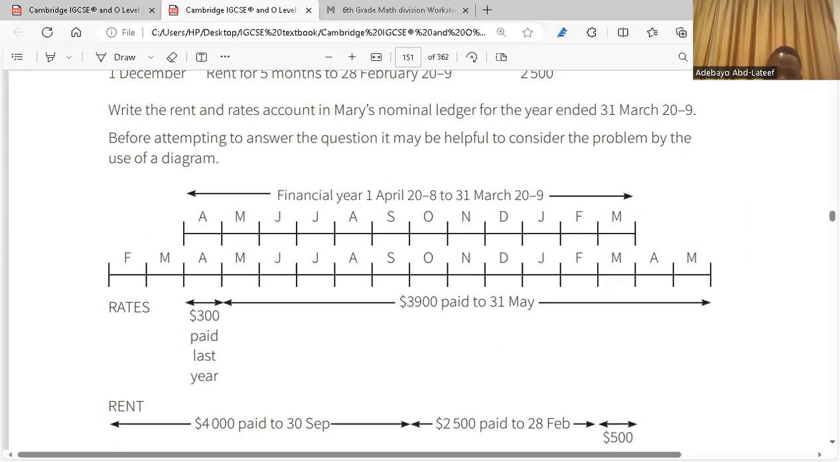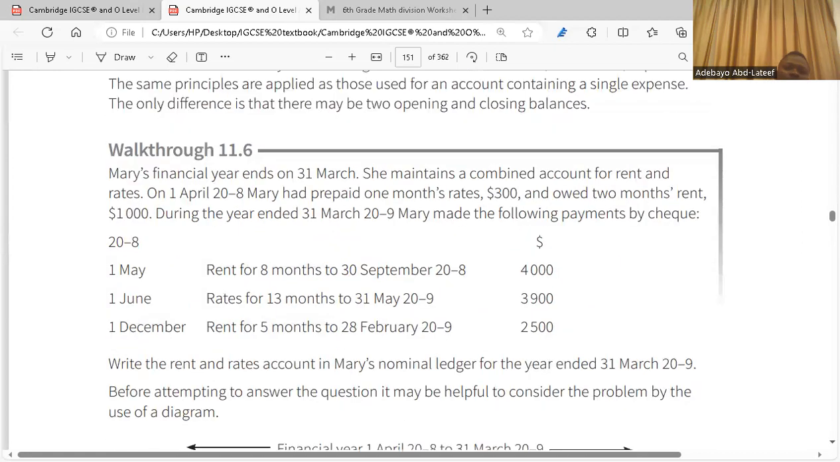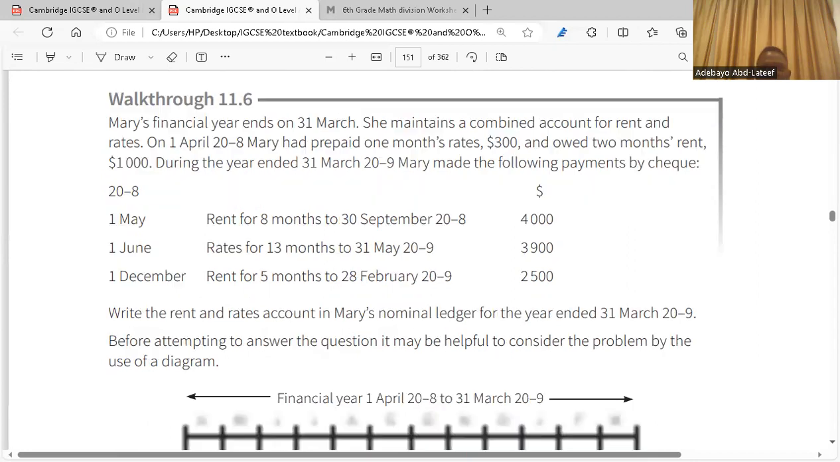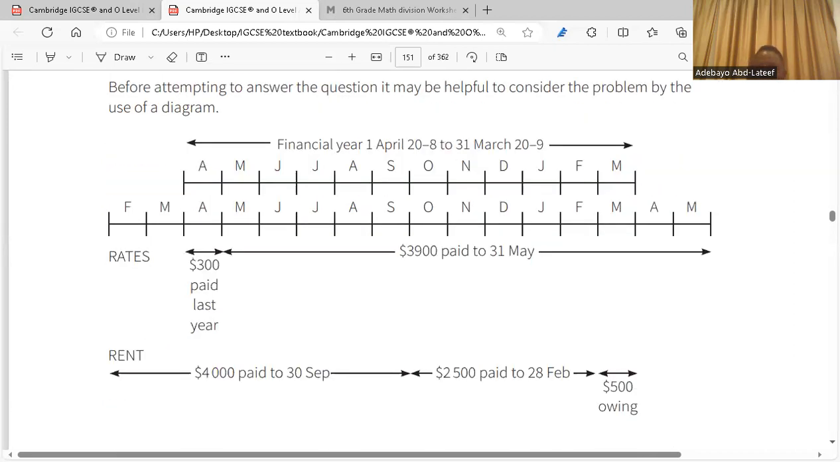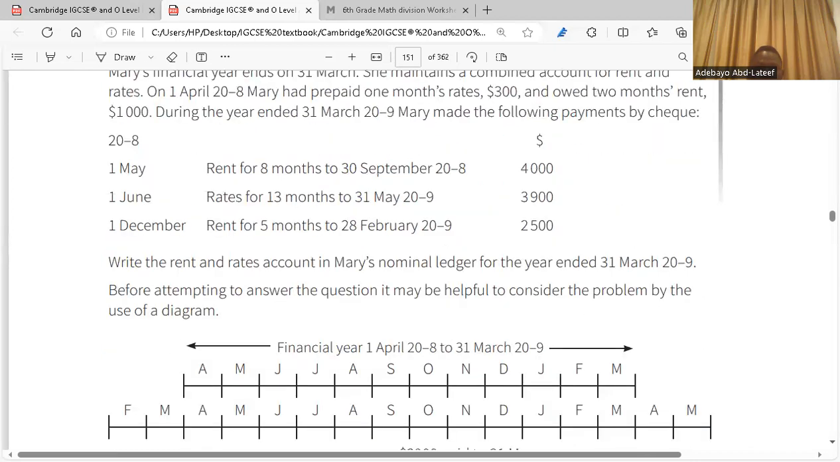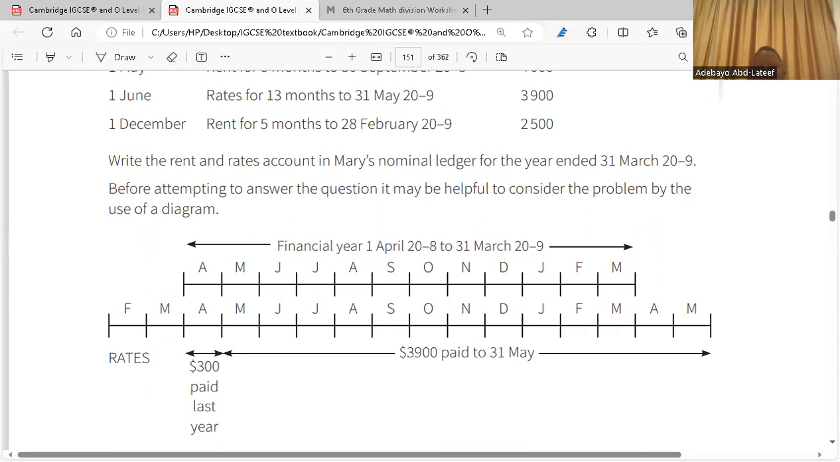I think that is clear. Can you repeat it? You said prepaid for April is 300. Yes, on 1st of April, Mary had prepaid 1 month's rates, which is $300. That's April, $300. Then they said for the next 13 months, she paid the rates of 3,900. So the rates start from the 1st of June until next June. It was supposed to end in May, but it's going to end in June for 3,900. Do you get it?